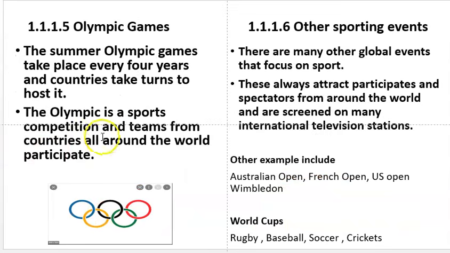Then we go to the Olympic Games. These are the Summer Olympic Games that take place every 4 years, and countries take turns to host them. So it circulates around different countries in order to host it. The Olympic Games is a sport competition, and teams from all over the world participate for gold medals. They compete in swimming, in soccer, in boxing, all of the sport activities.